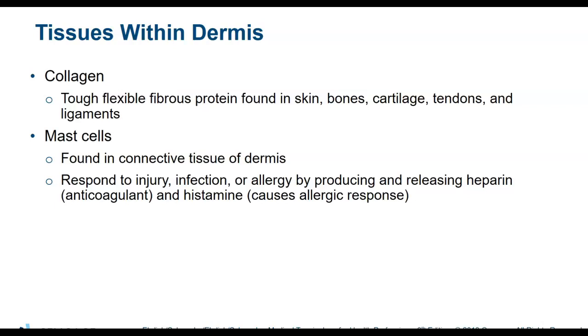If there is an injury, it's going to release heparin, which is like an anticoagulant. It's going to bleed. We're going to have that issue. And with an allergy, it's going to release histamines. So when it itches, when we get that mosquito bite, those mast cells come in, and that's what makes that mosquito bite itch so badly.